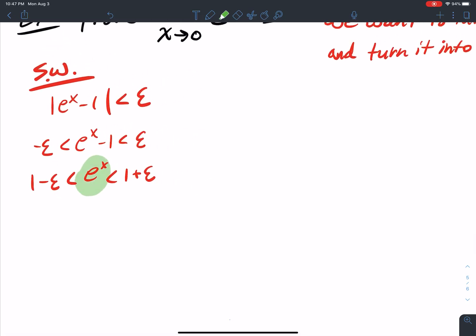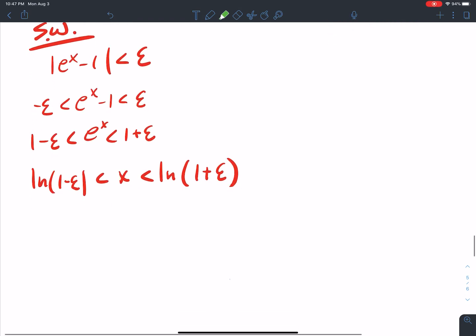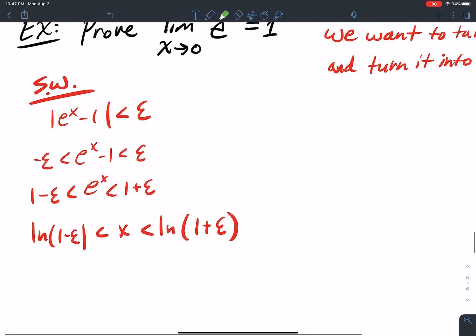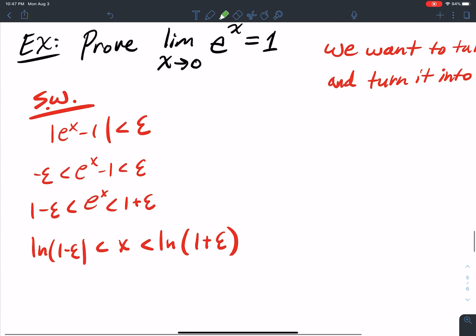Now to get x by itself, I need to do the inverse of e to the x. That's the natural log. So I natural log all three pieces, and to get rid of e to the x, that just becomes x now. And I have the natural log of 1 minus e, and the natural log of 1 plus e, where my e here I'm saying is epsilon, not the transcendental number e, okay?